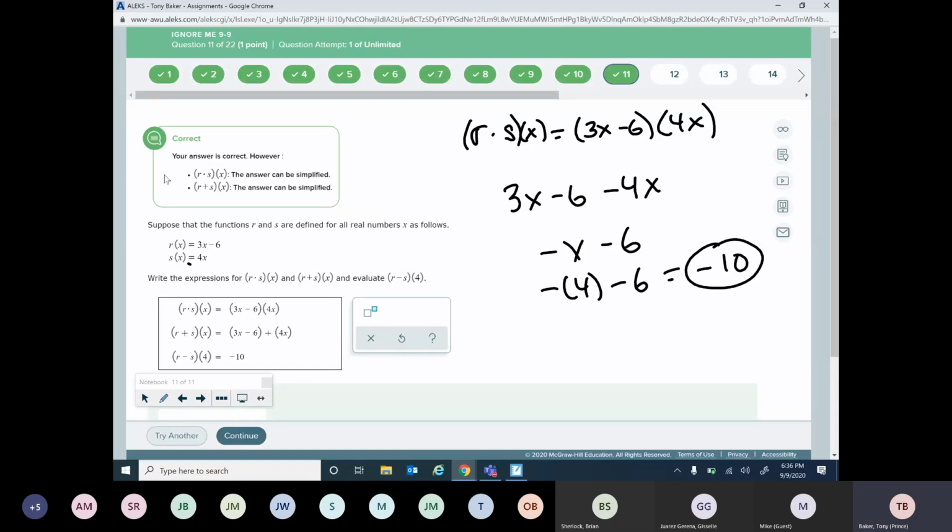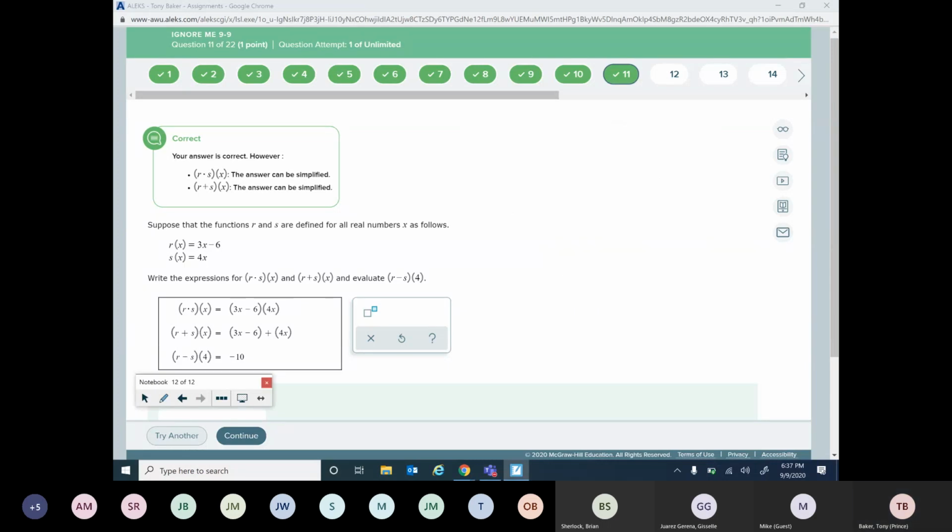So notice how it says the answer is correct, however, it can be simplified. That was what I was saying. You can simplify it, but you don't have to. Yeah, and honestly, you can simplify them all. However, it just adds that one extra piece into play where you can screw things up. And there's lots of other places you're going to screw things up later on. Take advantage of this one. All right.